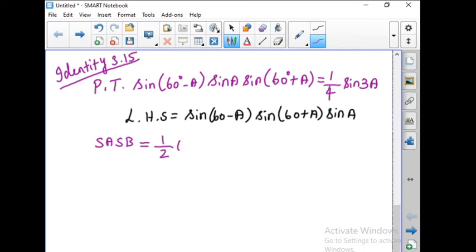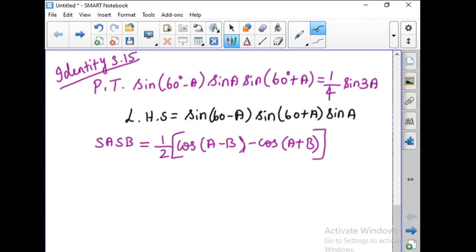1 by 2 [cos(A minus B) minus cos(A plus B)]. Okay, so we are going to use this formula in this place.